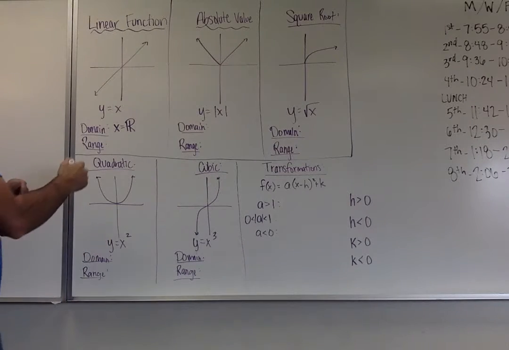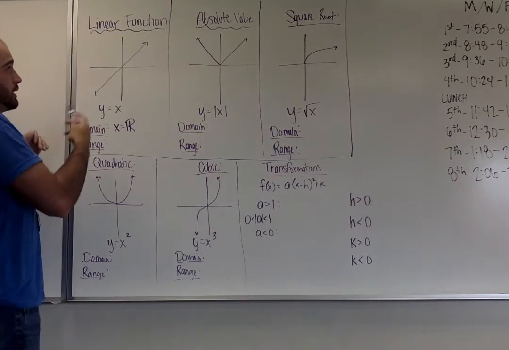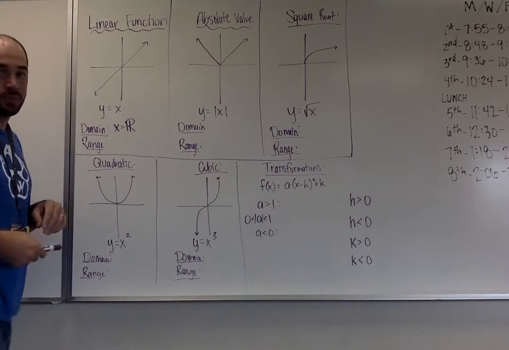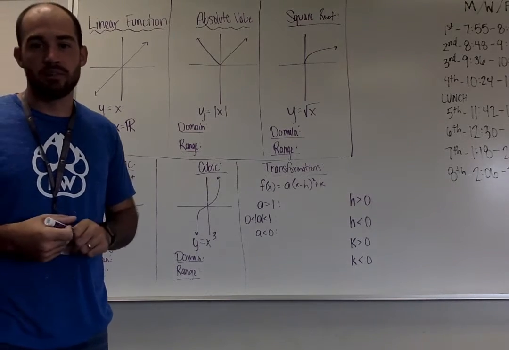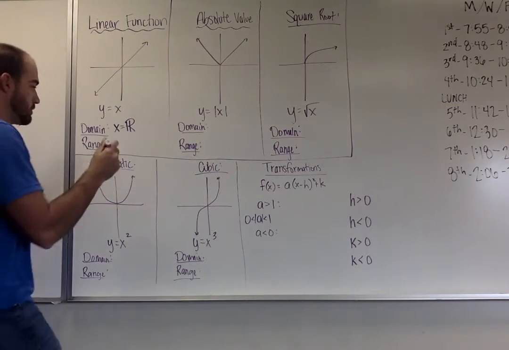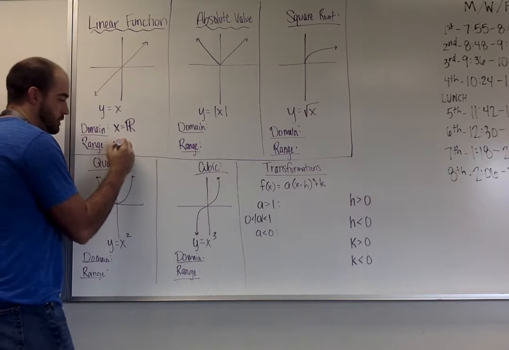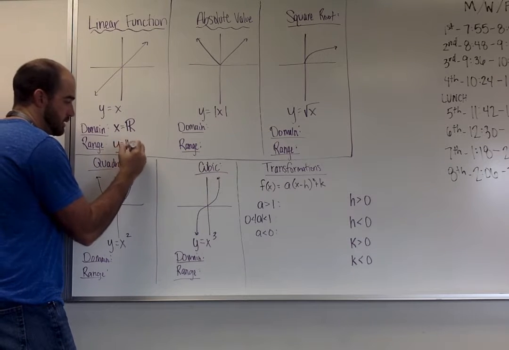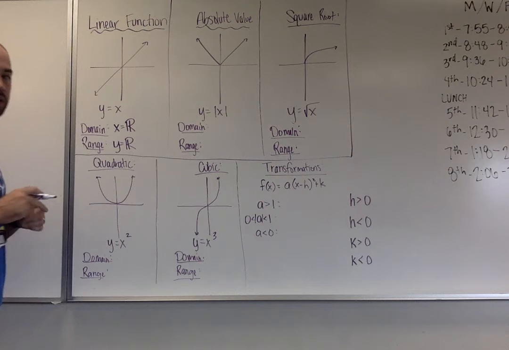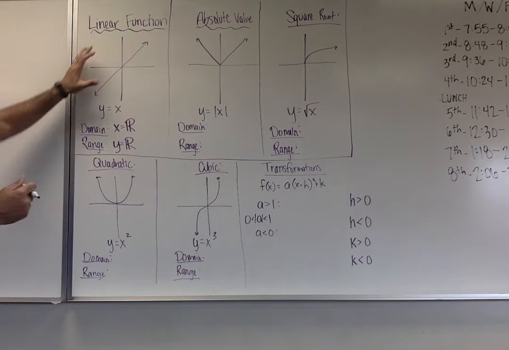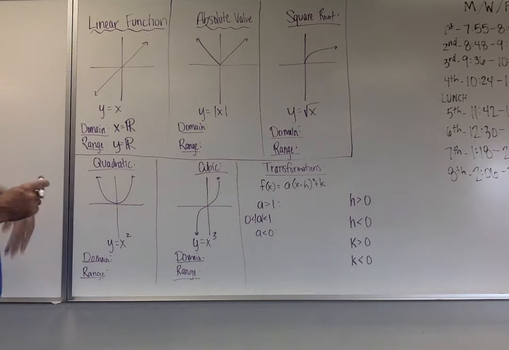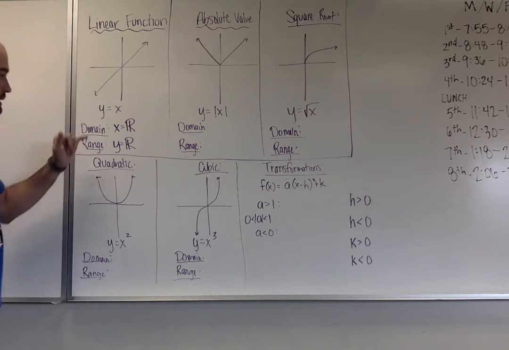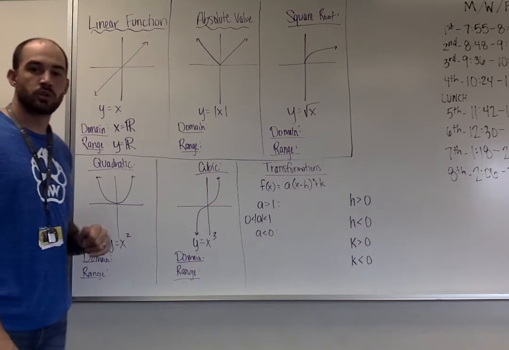For my range, again, that's our y values up and down. It's going on forever in both directions, up and down, so it'll hit every single y value. So our range here is also all real numbers. Make sure a range, since it's always talking about y's, has a y written next to it. Okay, and that's our linear function. General shape is a straight line. Parent function y equals x. Domain is all real numbers. Range is all real numbers.